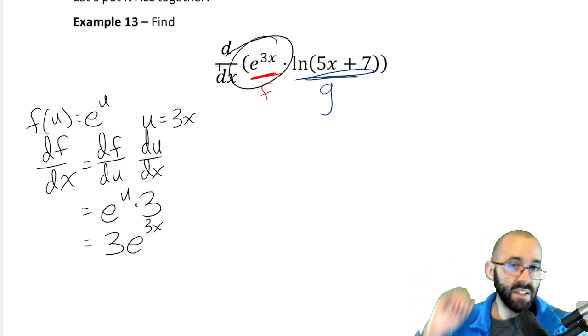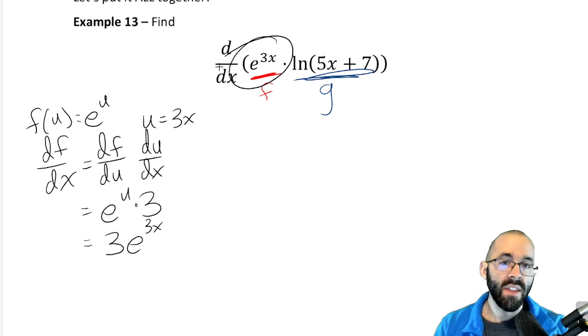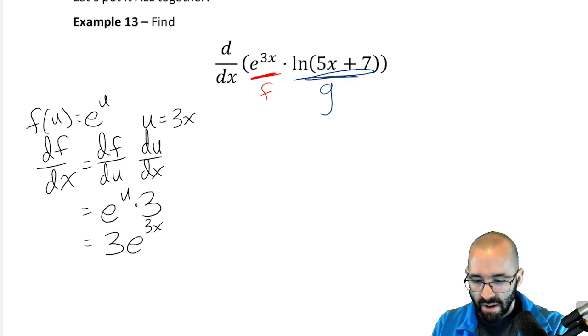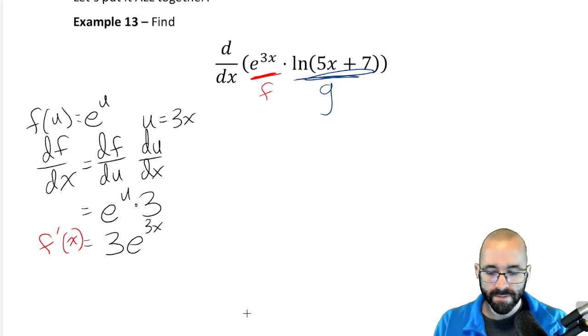Again, we could have also taken this derivative by saying, take the derivative of the exponential function, leave the inside alone, and then multiply by the derivative of that inside, and you'll get the same answer. This is our f prime right here. Very important to make sure it's all in terms of the original variable.